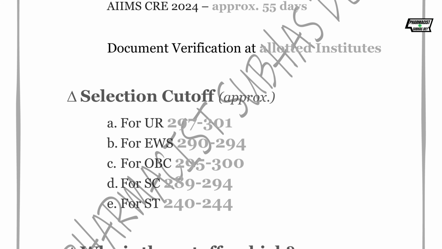They are going to be placed in their own sections only. They are not entitled to any other reserved categories. So the cutoff score will be around 297 to 301, for EWS around 290 to 294, for OBC 295 to 300, for SC 289 to 294, and for ST, I think, 240 to 244. I hope it will stick to this, but once the final result is published, we'll know the exact scenario.